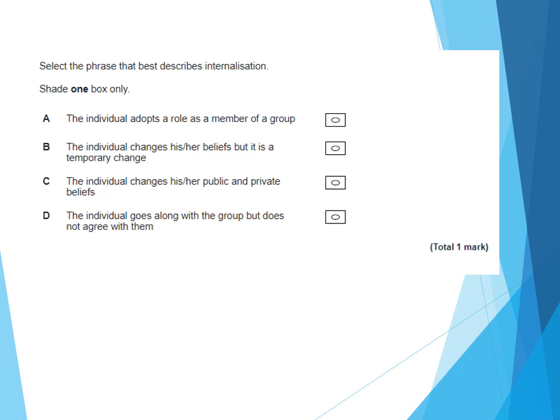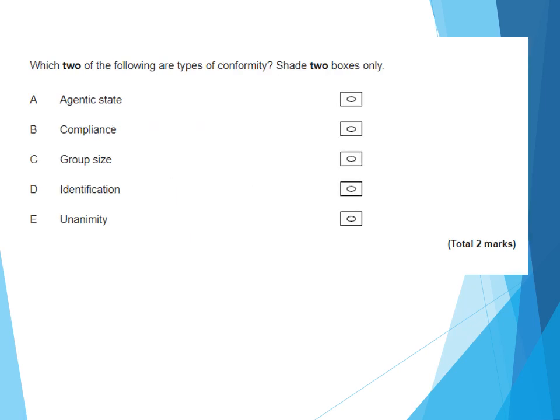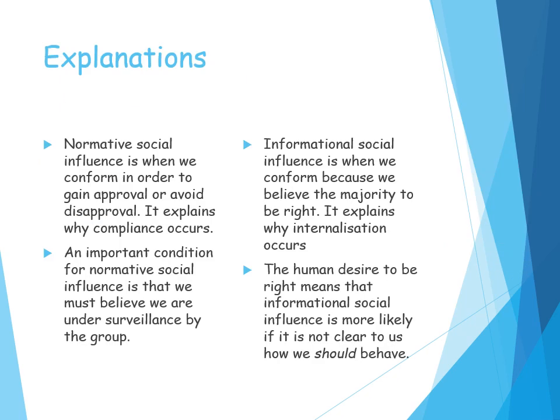You could get asked a multiple choice question where you have to say which one best describes one of the types of conformity. For example, which best describes internalization. You should have C, the individual changes his or her public and private beliefs. You might get this: identify which two are types of conformity. That would be compliance and identification. So it's important that you read that correctly. It says which are types of conformity, not explanations, and you know that you have to shade in two of the boxes. So moving on to explanations then.